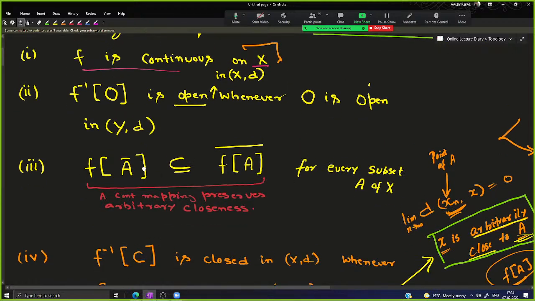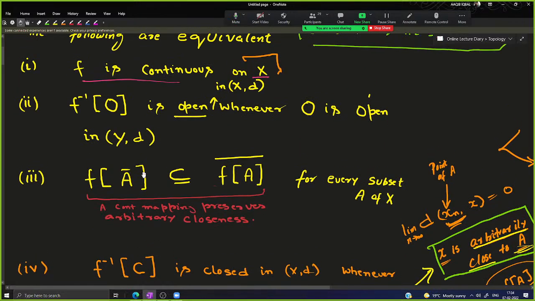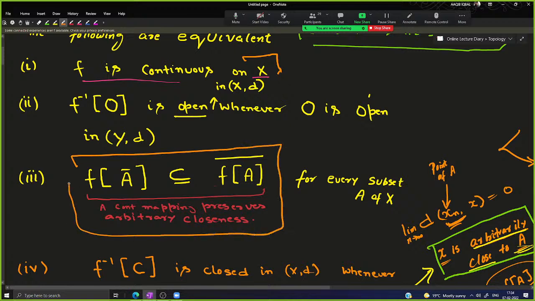And what we have established is that these are all equivalent, so logically they imply one and the same thing. They are pointing to just one thing. But if you ask me, this is close to my heart, because it has a beautiful interpretation. The interpretation is: a continuous mapping preserves arbitrary closeness. It does not preserve every closeness, but it preserves only arbitrary closeness.